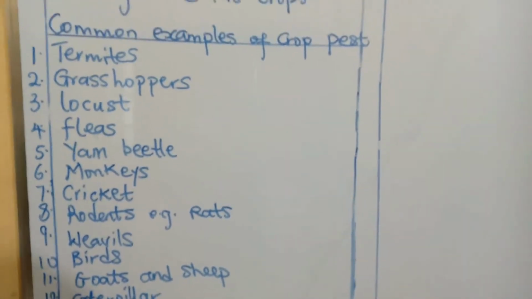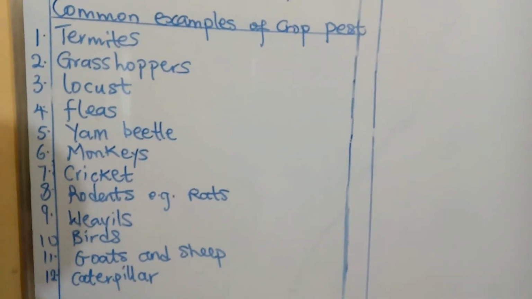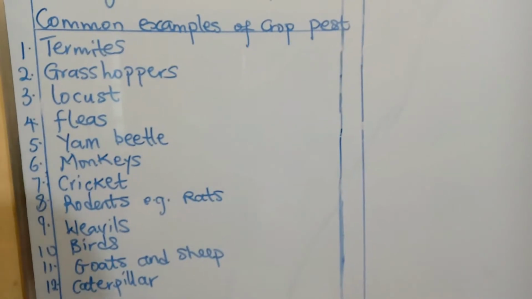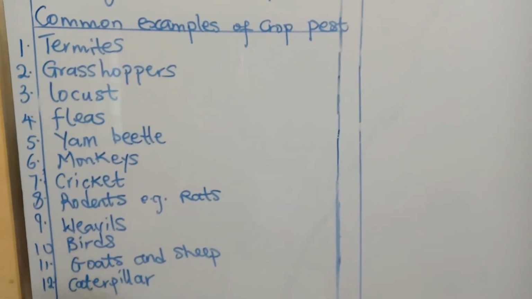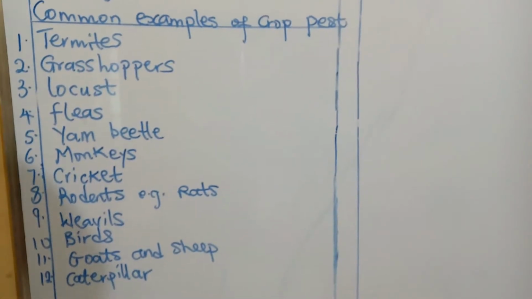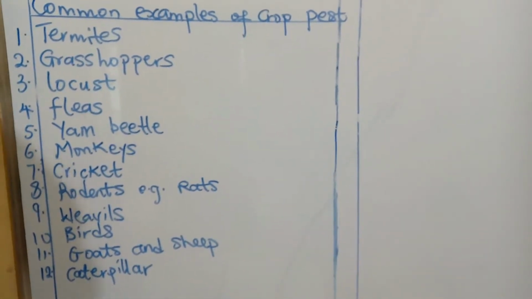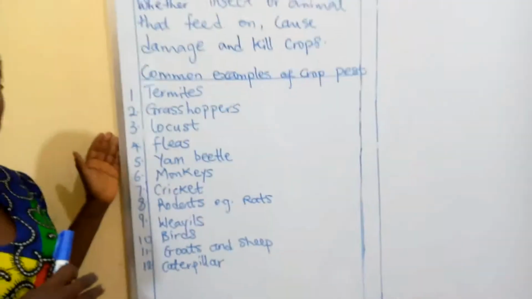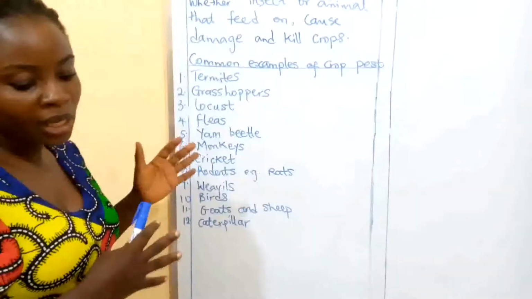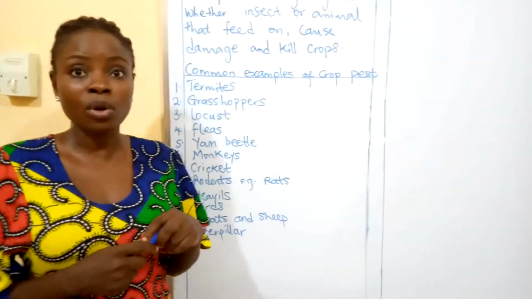Now, as you can see from what we've listed here and what you've read, you'll discover something: that we have a mixture of insects and non-insect crop pests. So that will take us to the classification of crop pests. We want to group them into groups of insect and non-insect crop pests. All right, let's take that down. We're talking about the classification of pests.